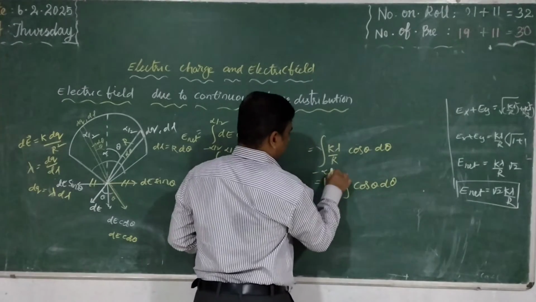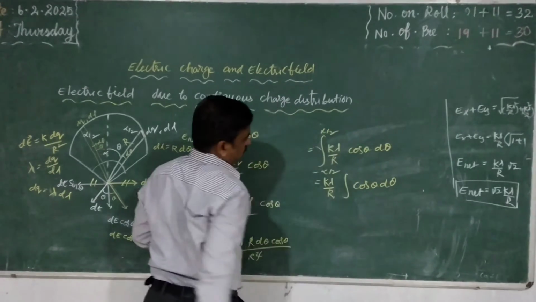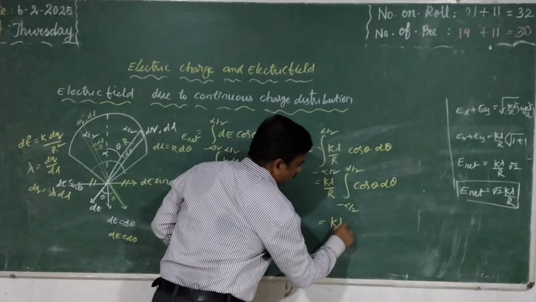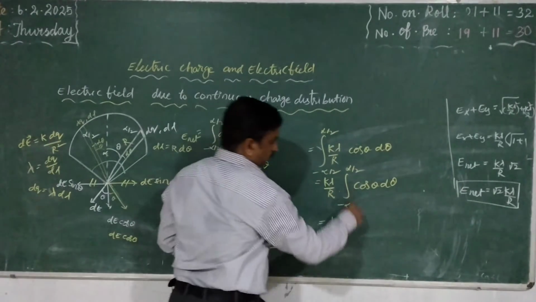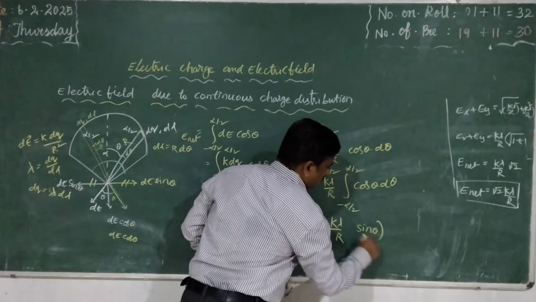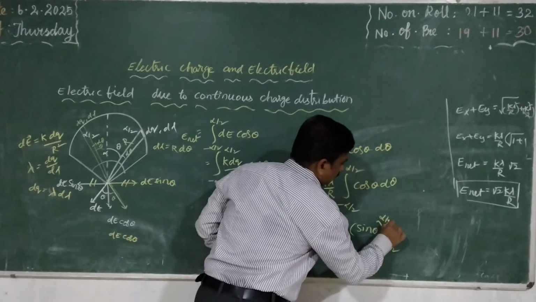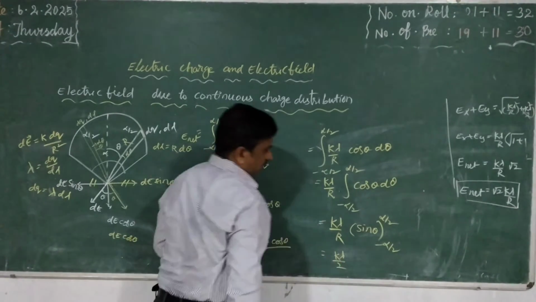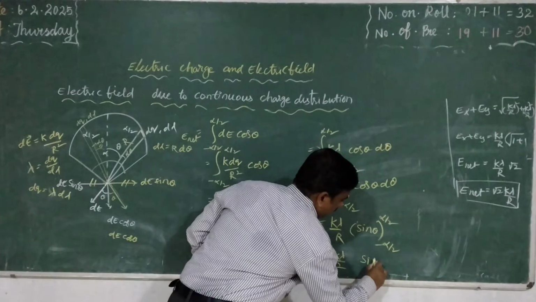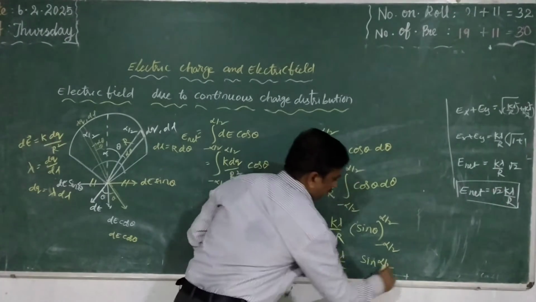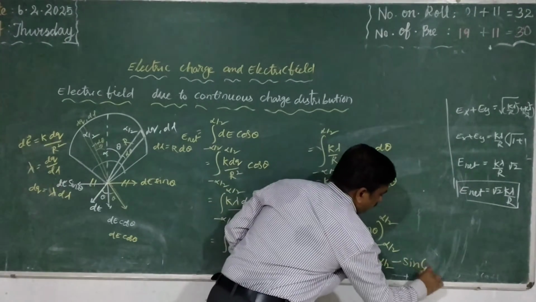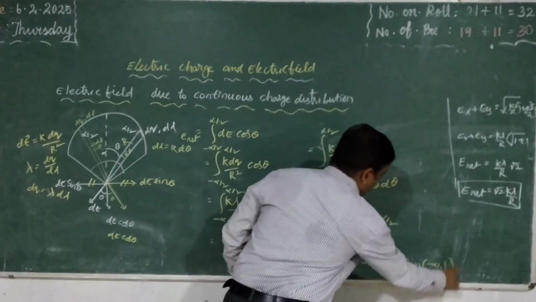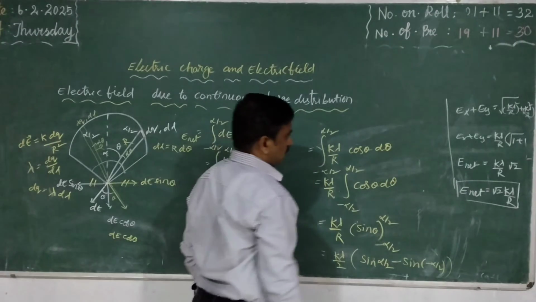What is the interval now? Minus alpha by 2 to plus alpha by 2. k lambda by r, and the integral of cos theta is sin theta, with the interval minus alpha by 2 to plus alpha by 2. So k lambda by r times the upper limit sin alpha by 2 minus sin of minus alpha by 2. Sin of minus theta is minus sin theta. What do we get here? Minus minus plus we get.